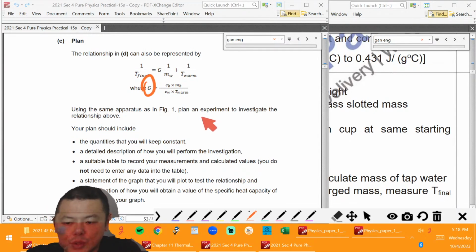So what would you change and what would you measure? You would change the mass of water, right? Okay, you change the mass of water. How would you change the mass of water?